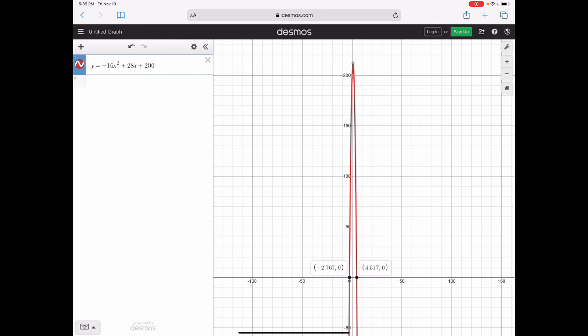Well, since the answer has to be a positive number because we can't have negative time, the answer is actually the positive number. So the answer to this question would be the ball hits the ground at 4.517 seconds. Notice the 0 at that point. 0 represents the height of the ball. So more specifically, we can state that the ball is down at a height of 0 feet at the 4.517 second mark.